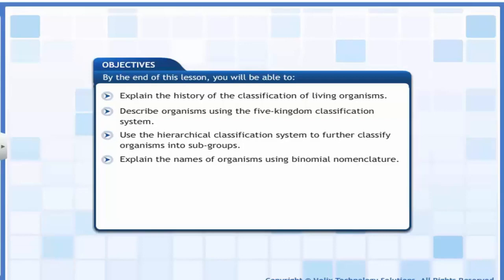By the end of this lesson, you will be able to explain the history of the classification of living organisms, describe organisms using the 5-kingdom classification system, use the hierarchical classification system to further classify organisms into subgroups, and explain the names of organisms using binomial nomenclature.